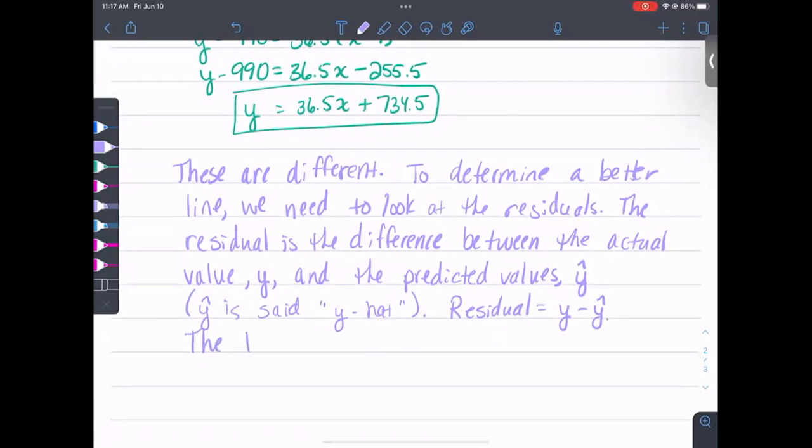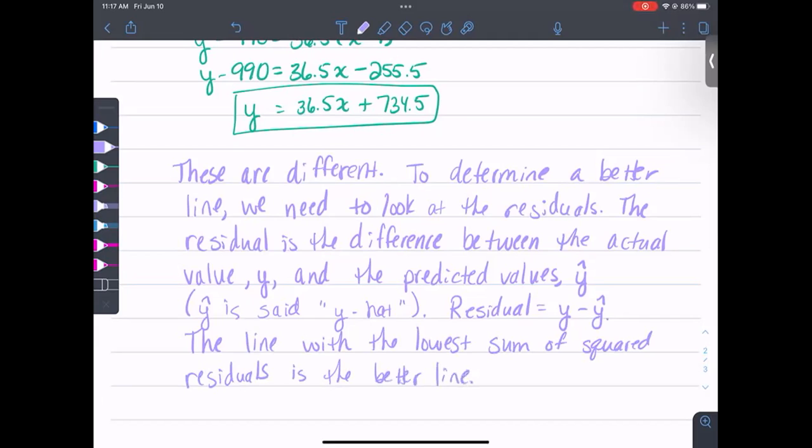And the line with the lowest sum of squared residuals is the better line. So we're looking at past data. We have this information that we know from the past of what the actual number of faculty were, and we've got two lines that we just came up with using 2 points from that. We want to see which of those two is the better.